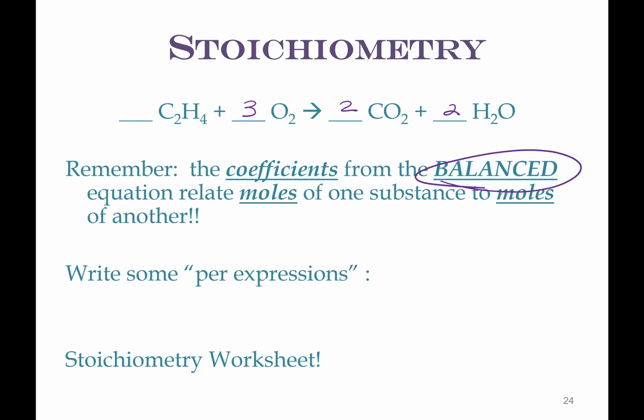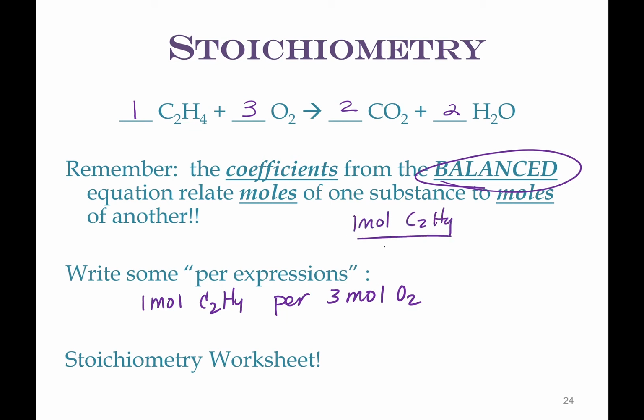So this is how we relate moles of one thing to moles of another. So remember, this is a 1, just because it's not written there. We don't write 1s in chemistry. So I would need 1 mole of C2H4 per 3 moles of oxygen, or you can write that as 1 mole of C2H4 for 3 moles of O2. Remember, we can write them in any way.